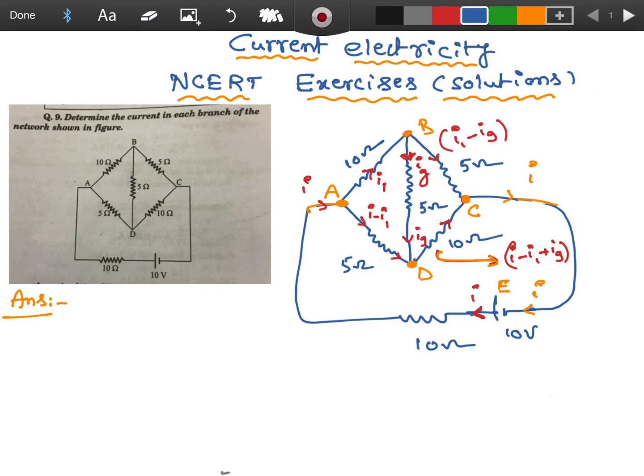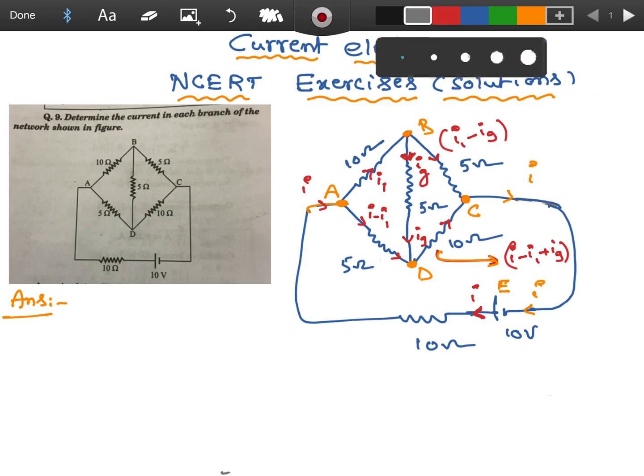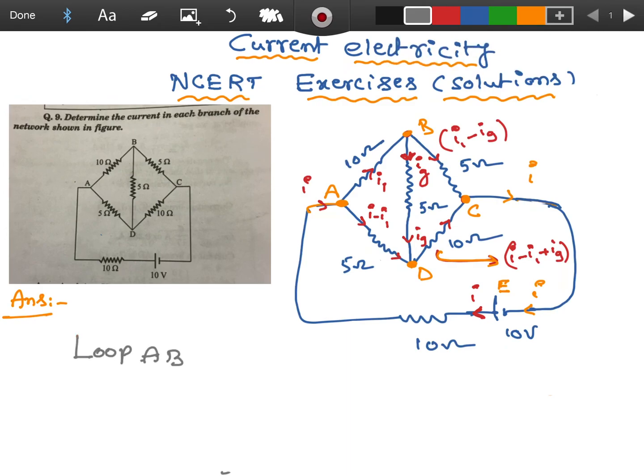Once the current division is done, the remaining part is very simple. Now I'll take the loop A, B, D, A, like this. When you are moving A to B, your loop direction and current direction are both the same, so the potential drop is minus I into R. I is I1, resistance is 10, so minus 10 I1.